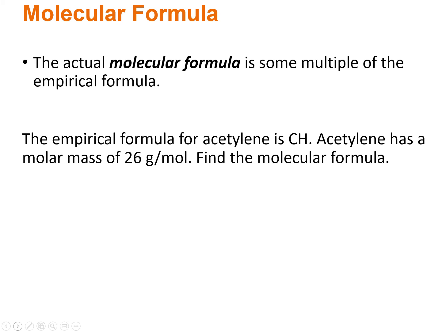We've been focusing on empirical formula. Now we need to move to molecular formula. The molecular formula is the actual formula of the compound. So we talked about CH is an empirical formula. And if you have a multiple of that, then you make a molecular formula. So C2H2 or C6H6. Those are molecular formulas.